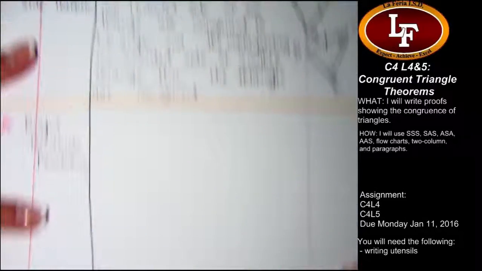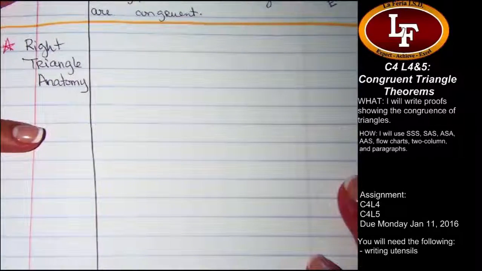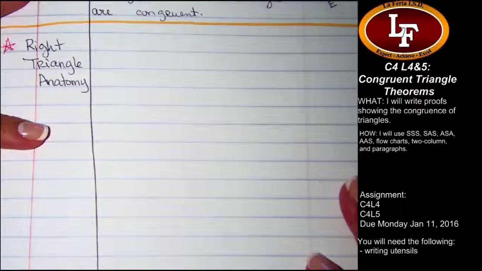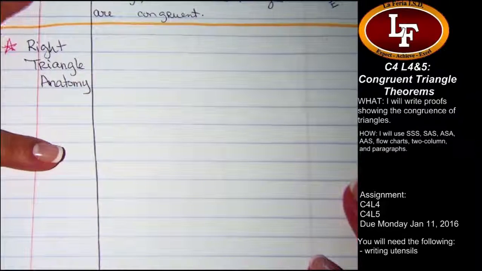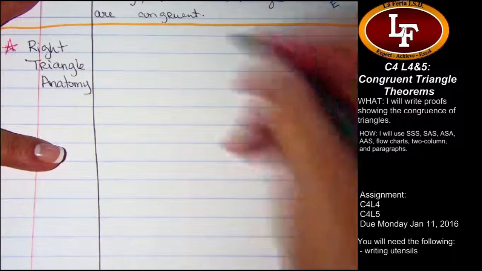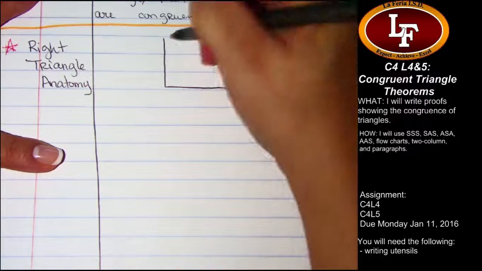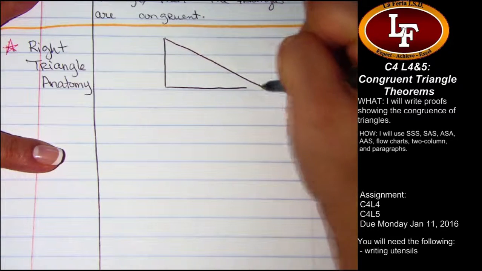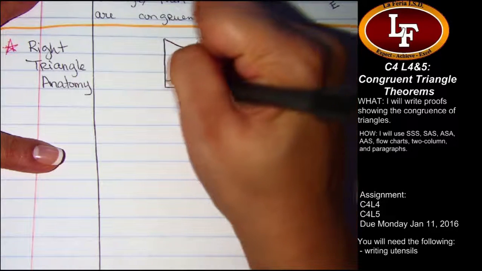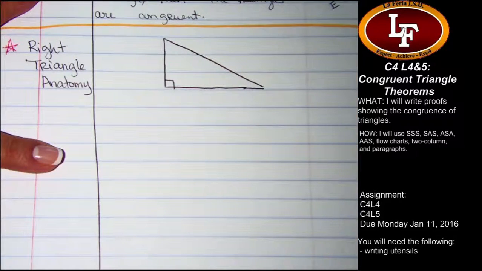We'll need maybe 3 or 4 lines. The anatomy of the right triangle is the single most complicated thing in geometry. So give yourself plenty of room. Draw a nice big right triangle here in the center, 3 or 4 lines big. All right. Here we go. You ready?